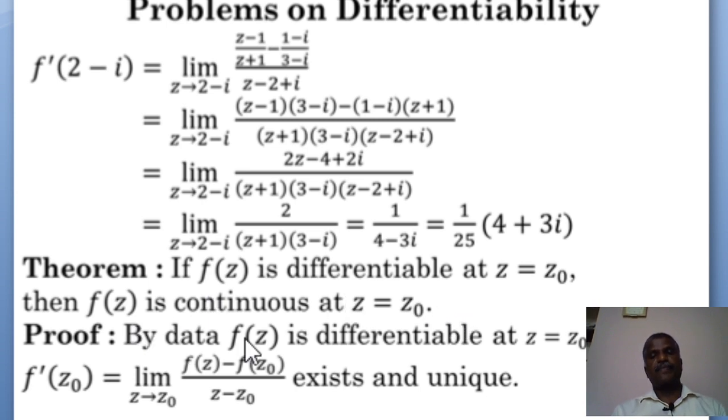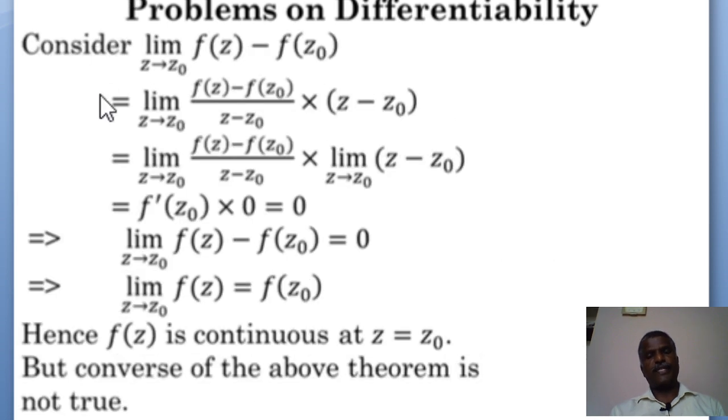So by data, f of z is differentiable at z equal to z naught. By definition, we write the derivative: f dash of z naught is equal to the limit of (f of z minus f of z naught) divided by (z minus z naught). This limit exists and it is unique. Next we have to show that f of z is continuous. To prove it is continuous, we have to find the limit of f of z as z tends to z naught; that limit is equal to f of z naught.